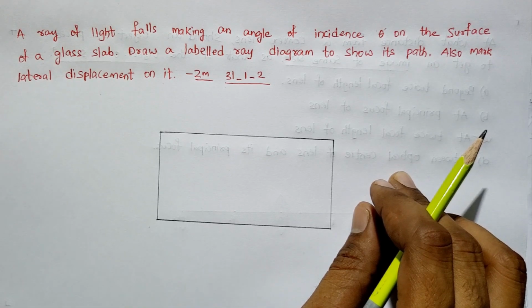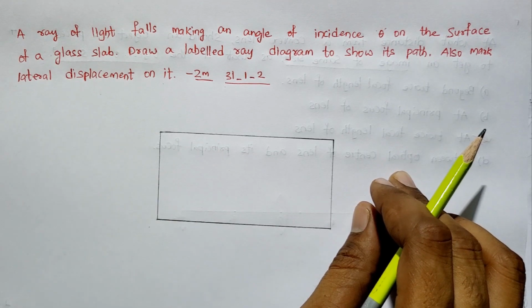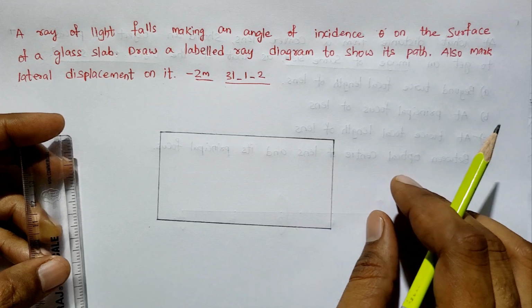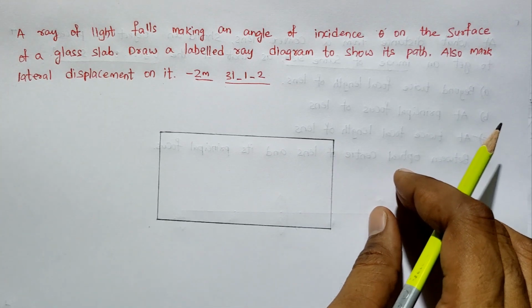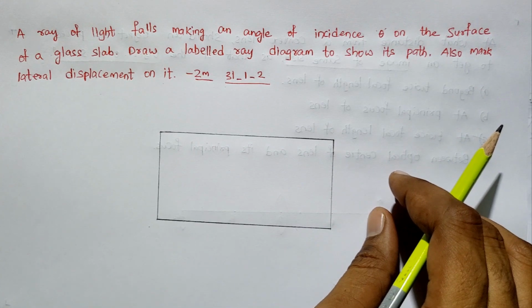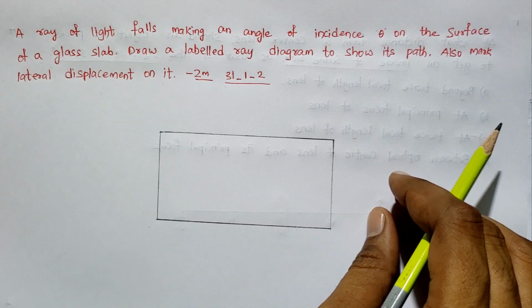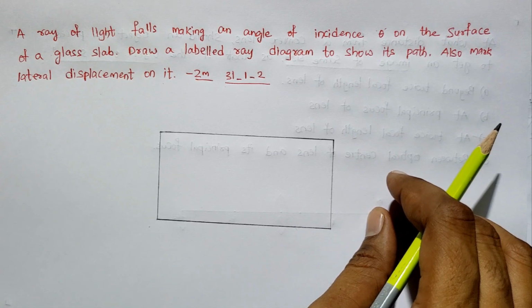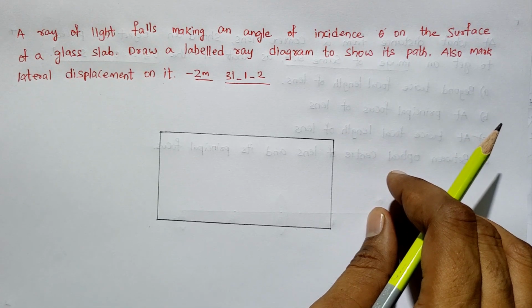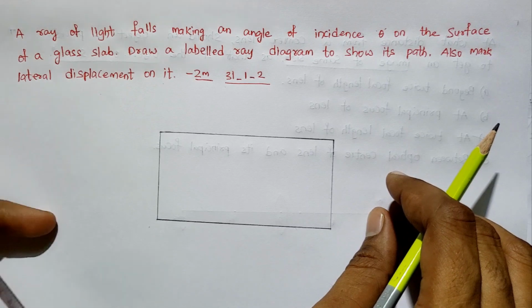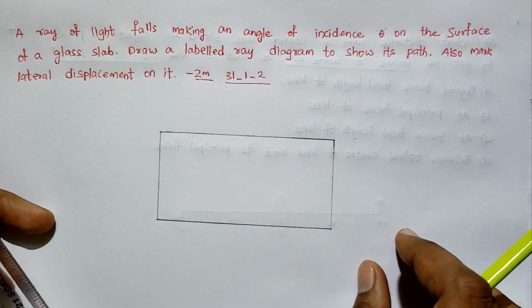Right. So I have taken a rectangular glass slab. On this, an incident light ray should pass making an angle theta, and we should trace how the refracted light rays will pass. Very easy diagram. But some precautions are to be taken while drawing the diagrams. What are those? First, drawing this rectangle anybody can draw.